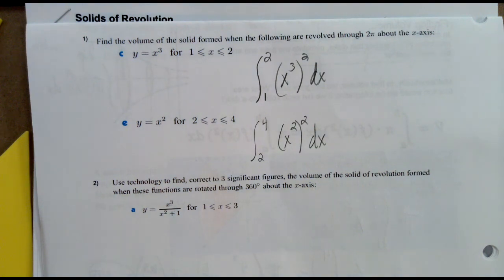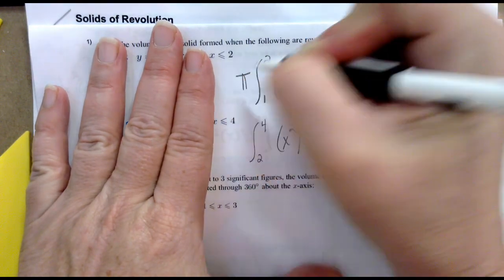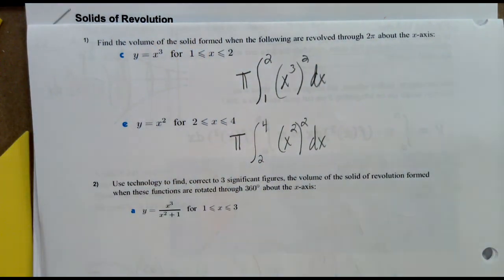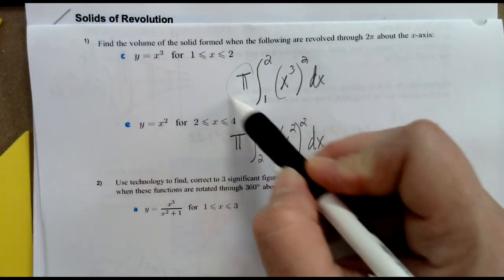Very good. It would be pi r squared. Okay. Don't forget the pi. Yes, because it's got to be pi r squared.